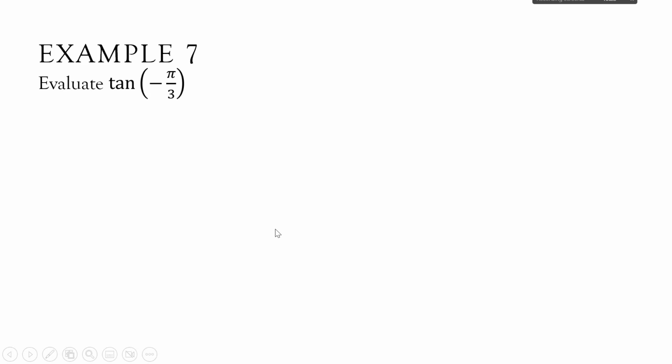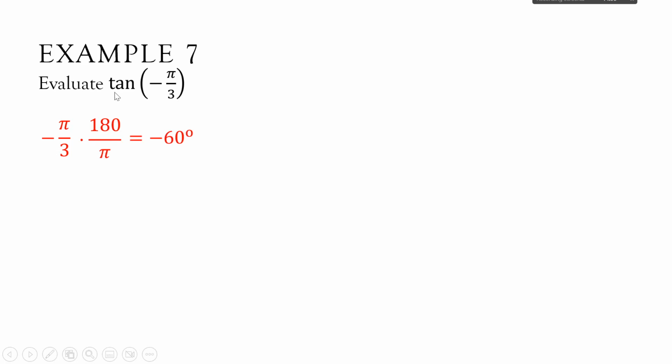Example 7, and last example for this section, not for the module, but for this part 2. Let's evaluate tangent of negative pi over 3. Well, again, it may be easier for us to imagine this in terms of degrees. So let's convert negative pi over 3 to degrees. And recall that we do that by multiplying by 180 over pi. So if I clean this up, pi cancels with pi. 180 over 3, I get 60. And I can't forget my negative that's up in front. So I have negative 60 degrees.